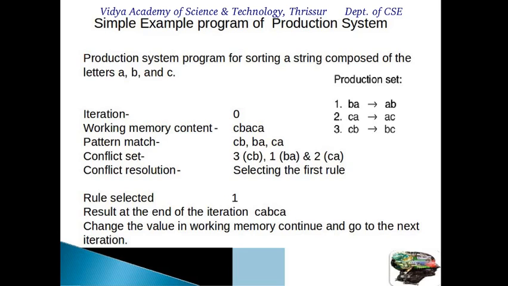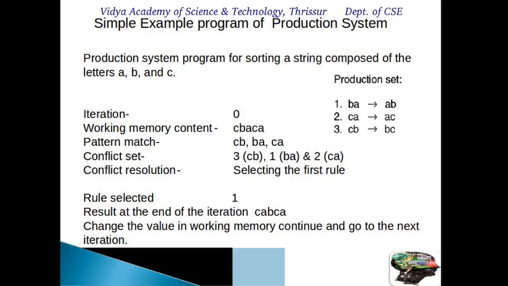Now you see the explanation. Iteration 1, that is the iteration, starts from 0 indexing. The working memory content is CBACA. Pattern matches: all the conditions are matched. CB, BA, CA. CB is a condition, and the corresponding rule is 3. BA is another condition that is again met in the first iteration, and the corresponding rule is 1.